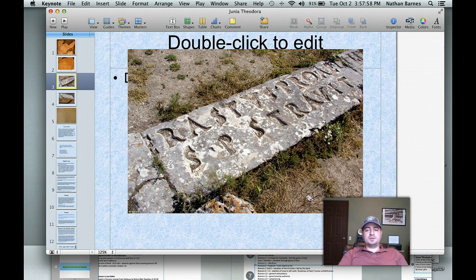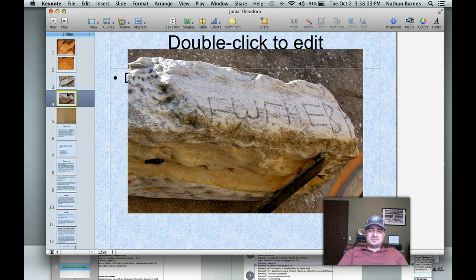This is a picture of an engraving that's over a synagogue in Corinth. Some scholars disagree on whether it was actually a synagogue, or whether it was in Corinth, and what year it was in Corinth. But it's one of the few inscriptions from Corinth that are very useful to scholars.